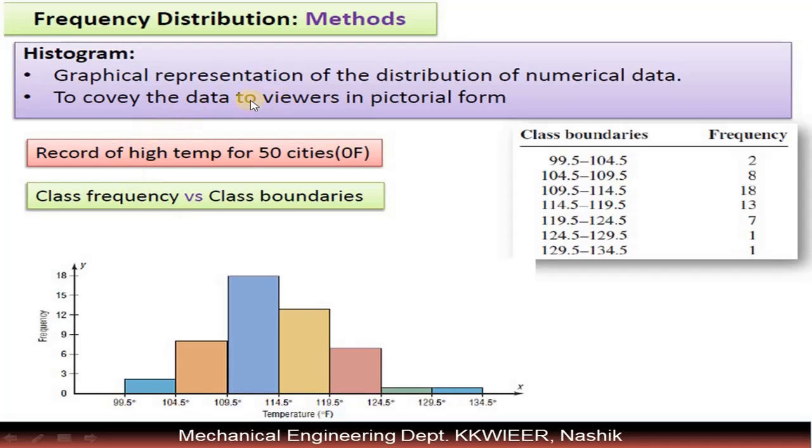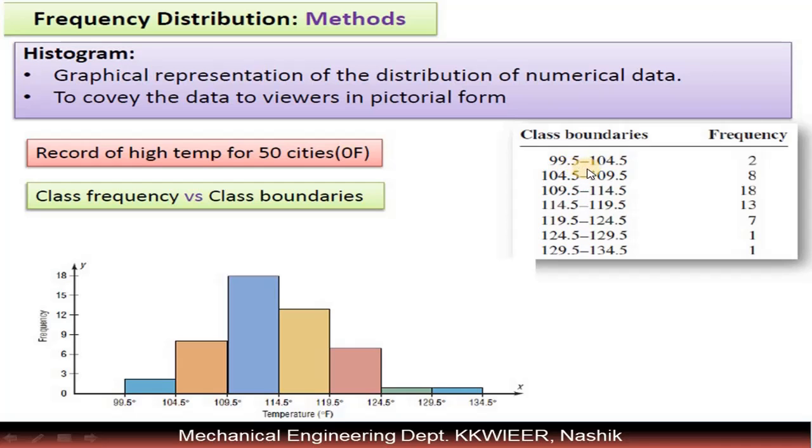So it conveys the data to the viewers in a pictorial form, obviously. For that we have to consider a few examples. Suppose we have an example of temperature recording in a few cities in degrees Fahrenheit. Now class frequency and class boundaries are to be plotted. Class boundary in our case will be the temperatures in the form of class intervals, as we have discussed earlier.